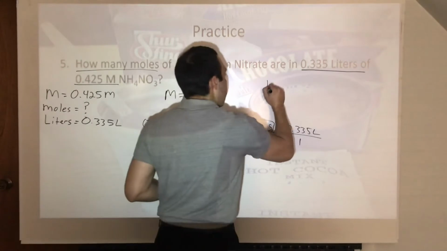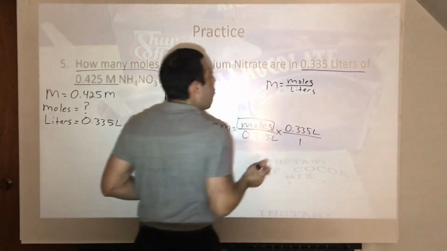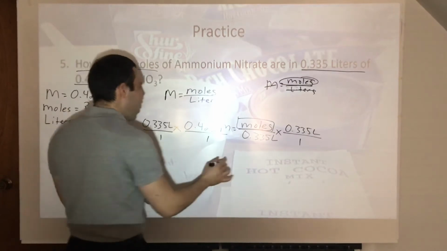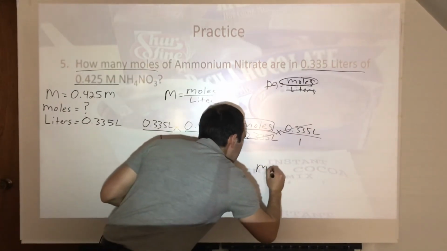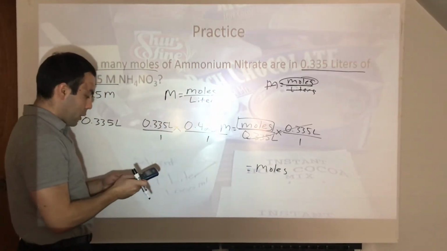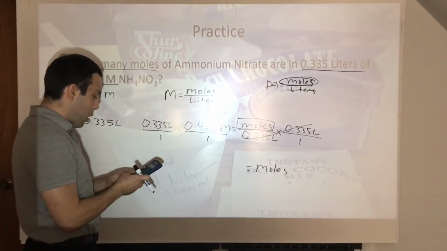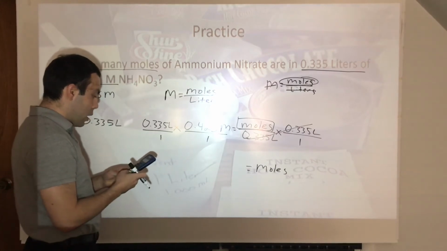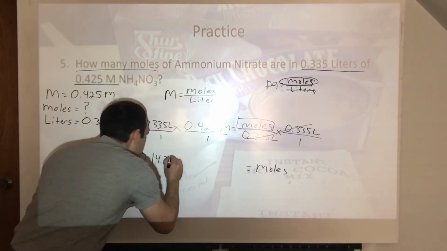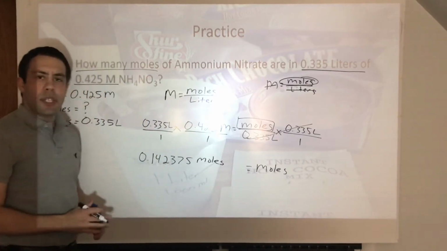Once again, molarity equals moles over liters. So we multiply molarity by liters, and we're left with the unit of moles. So this cancels out, and moles equals 0.335 times 0.425, which gives us this long number, 0.142375 moles. We must round to significant figures.